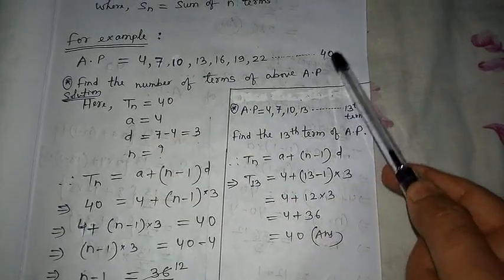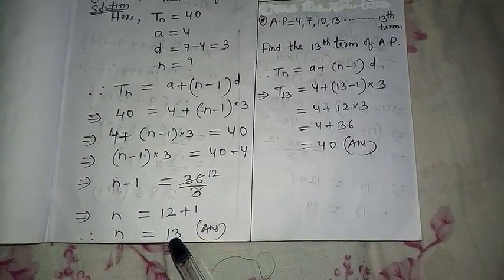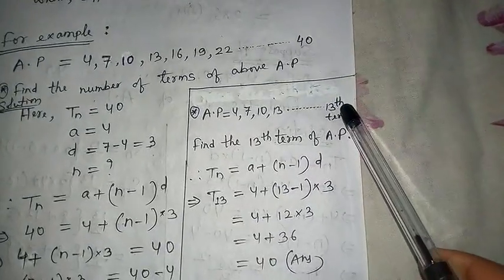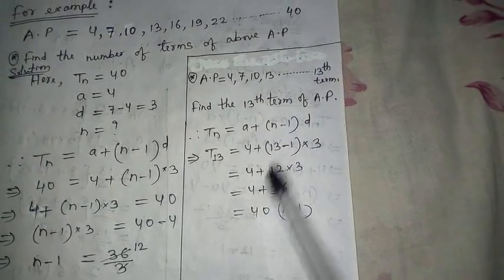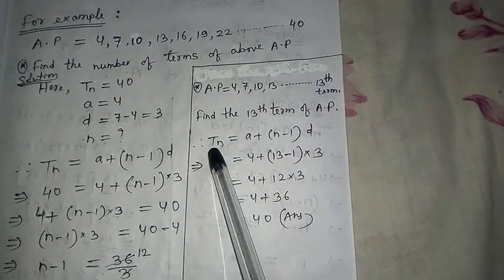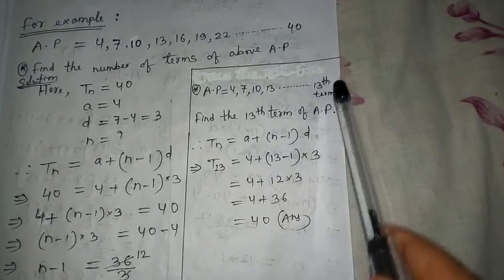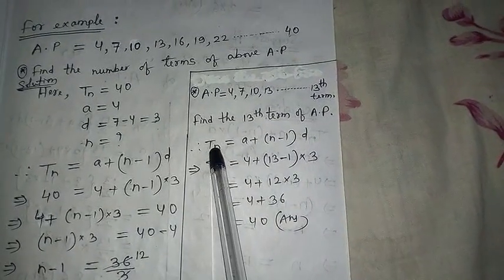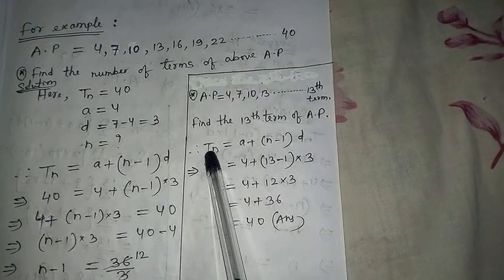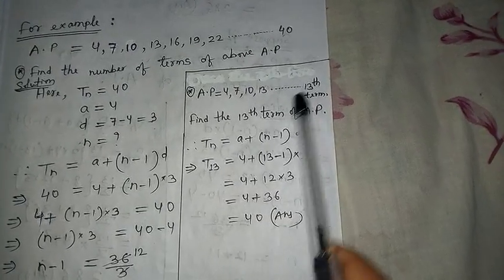Like, which term is 40? Then the 13th term is 40. Now, who is the 13th term? Then I will make it 40. How? You see, same formula, Tn equal to a plus (n minus 1) into d. As the last number is not given, we have to find the last number, that is, the 13th term.